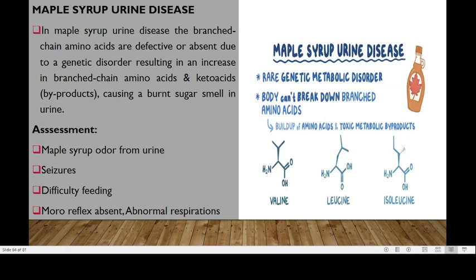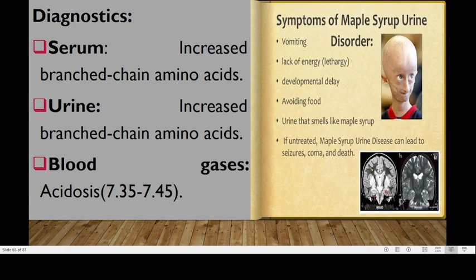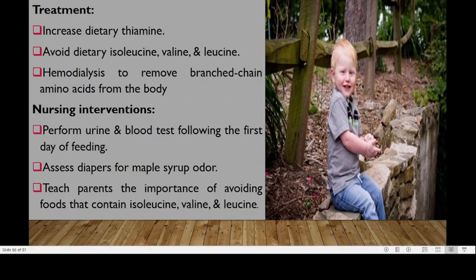Patients could also have abnormal respirations. You could diagnose by looking at the serum, which will show increased branched-chain amino acids. You could also look at the urine, which will also show increased branched-chain amino acids, and also arterial blood gases, which could show acidosis.